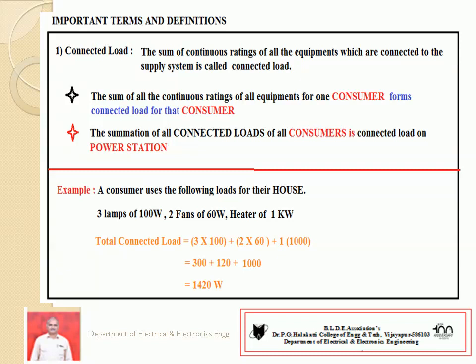For example, a consumer uses the following loads in one house: 3 lamps of 100 watts, 2 fans of 60 watts, and a heater of 1 kilowatt. Now you understand this very carefully. One house or one consumer uses 3 lamps, each lamp rated at 100 watts, and 2 fans, each fan rated at 60 watts, and a heater of 1 kilowatt. Hence, you have to calculate the total connected load.